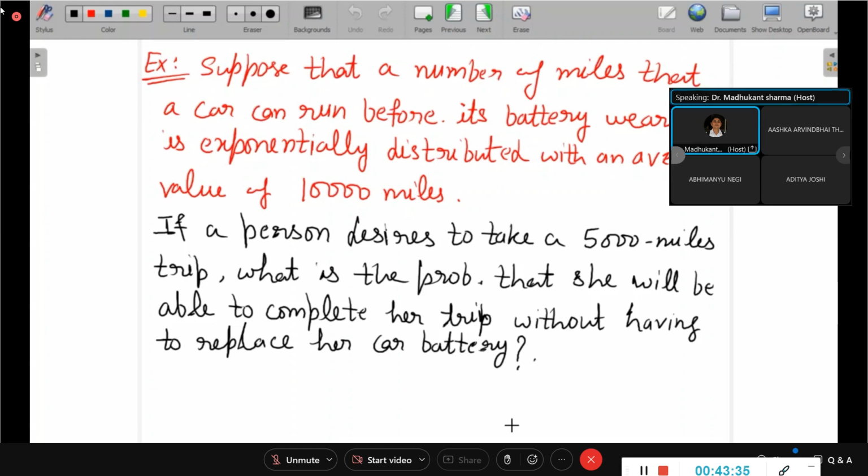Now if a person desires to take a 5,000 mile trip, what is the probability that she will be able to complete her trip without having to replace her car battery? So it's given to you that the amount of time until the battery wears out is exponentially distributed with an average value of 10,000 miles.